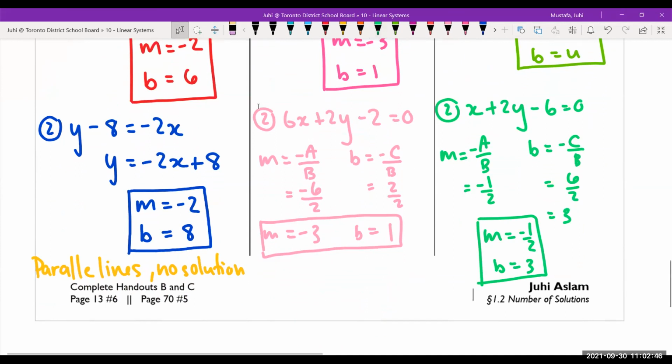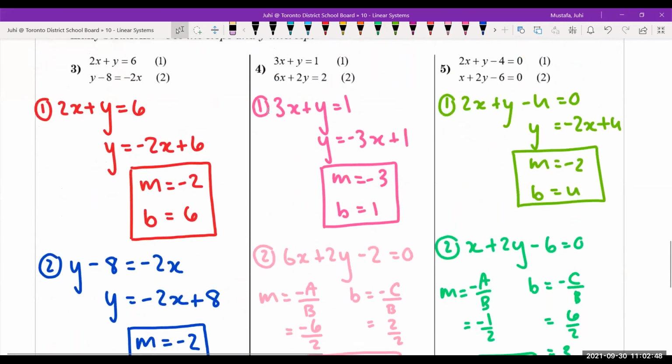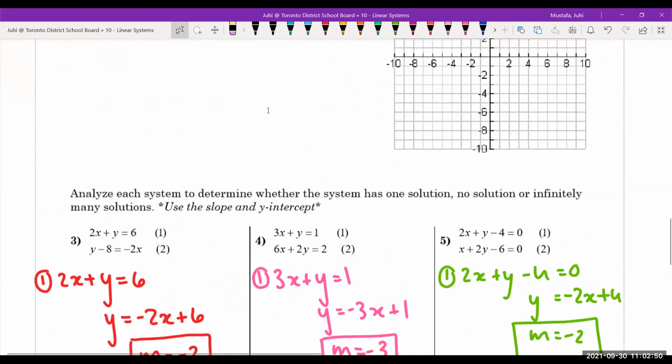Okay, also while you guys are working on those, I will put up the solutions for number 2.